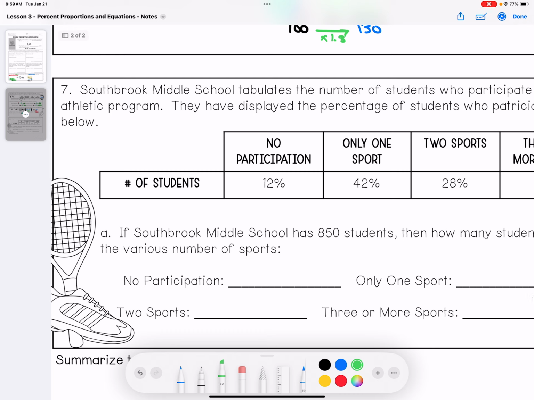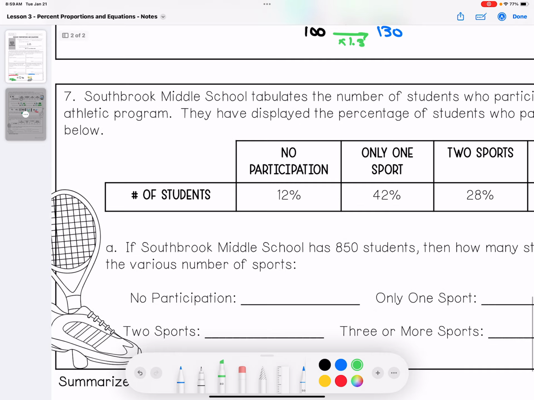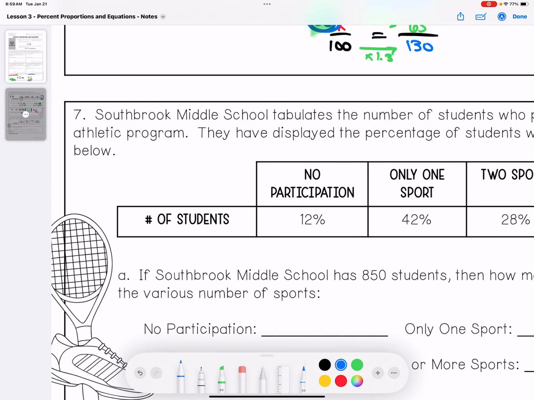Southbrook Middle School tabulates the number of students who participate in school athletic programs. They have displayed the percentages of students who participate in the table below. No participation is 12, only one sport is 42, two sports is 28%, three or more is 18. If Southbrook Middle School has 850 students, then how many students participate in the various sports? All right, remember, it is percent over 100, part over whole.